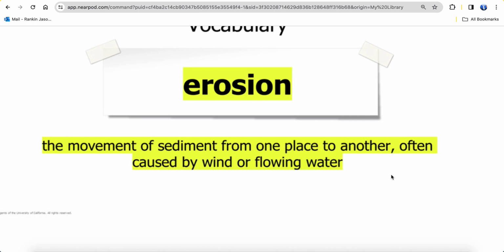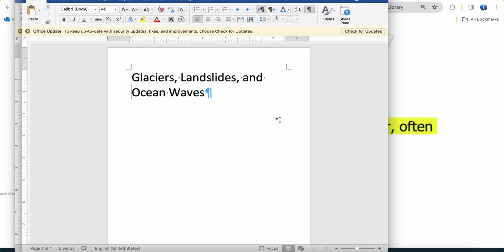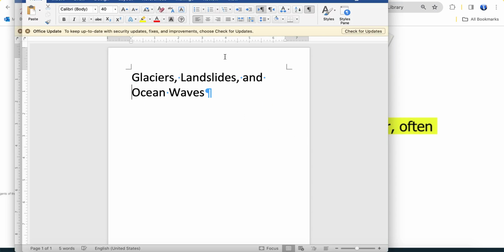All right, next vocab term, erosion. The movement of sediment from one place to another, often caused by wind, comma, flowing water, comma, and I need you to add glaciers, comma, landslides, comma, and ocean waves. Once again, the movement of sediment from one place to another, often caused by wind, comma, flowing water, comma, glaciers, comma, landslides, comma, and ocean waves.